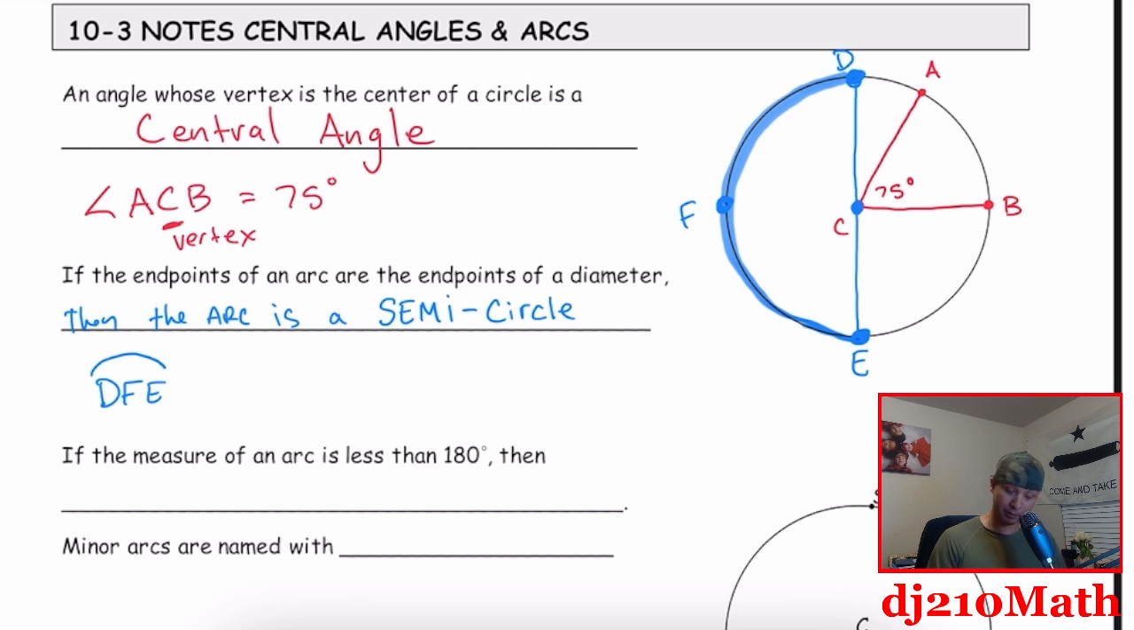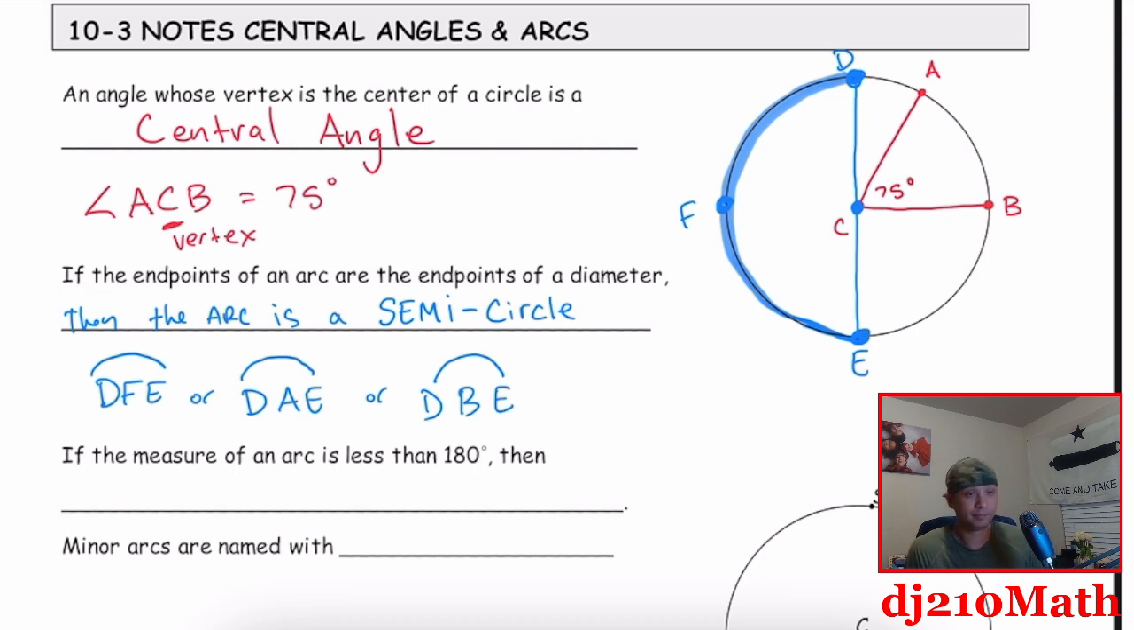Another one would be arc DAE or arc DBE. Now, obviously, you could reverse the letters: EBD, EAD, EFD. You could write them in reverse as well, but this is how we would say the semicircle. We would use three letters. Now, remember the diameter would be 180. So this measures 180 degrees. So just know that 180 degrees is a semicircle.